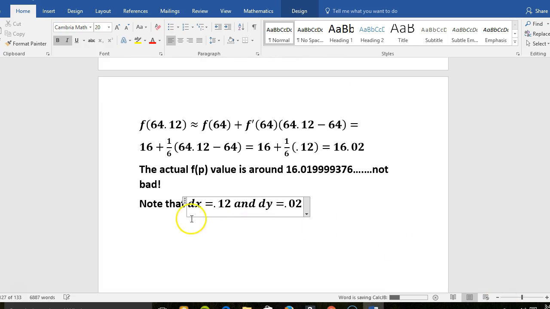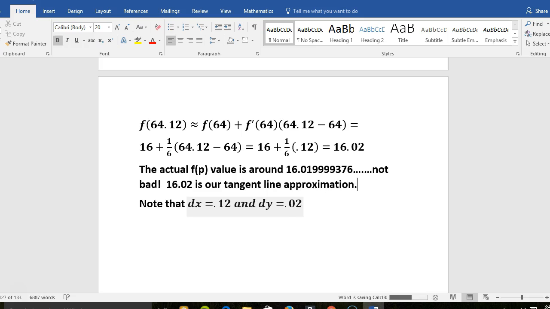And this is just if they want the differentials. As far as the tangent line approximation goes, 16.02 is your tangent line approximation, and we're done as far as that goes. But if they want the extra mile, if they want you to give the differentials, here they are, here and here. But the tangent line approximation is 16.02. Alrighty then.